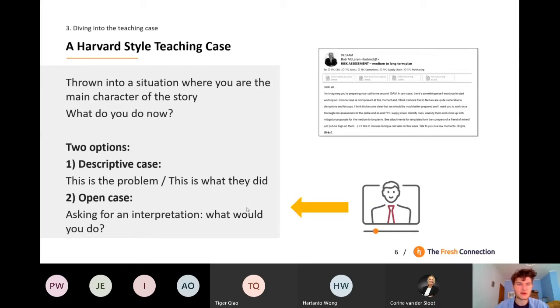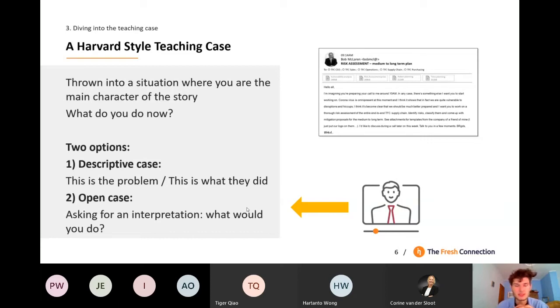And then they get a scenario, and then you ask them, what do you do now? That's the idea, that's the concept. And then there's two options that you have for these teaching cases. There's the descriptive case, which is usually a real scenario that happened in the past, so more like an anecdote, where you have a situation, a problem, and then you have the answer, which is usually what they did, so how they solved this problem, which is pretty descriptive, and it's also really interesting.